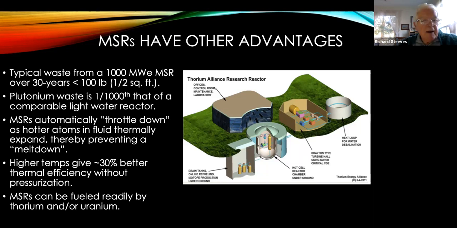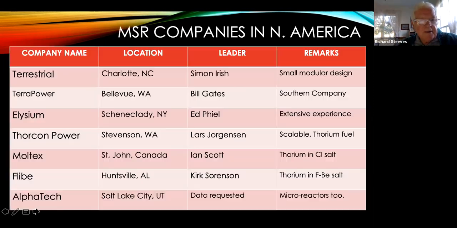Molten salt reactors automatically throttle down as the atoms get warmer and they thermally expand, and that prevents meltdown. Higher temperatures give better efficiency. And also it can be fueled by either thorium or uranium. Other reactors can too, to some degree, but this design is highly adaptable to using thorium as a fuel, and thorium has some significant advantages.